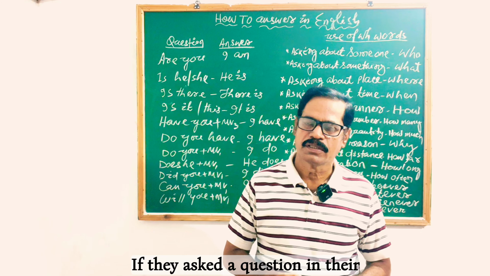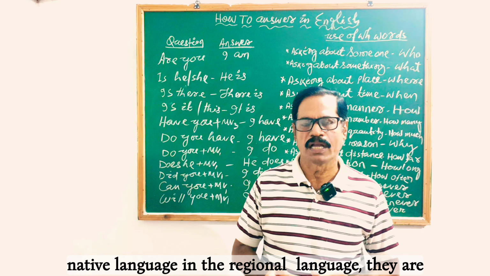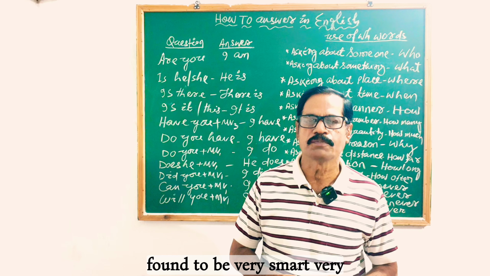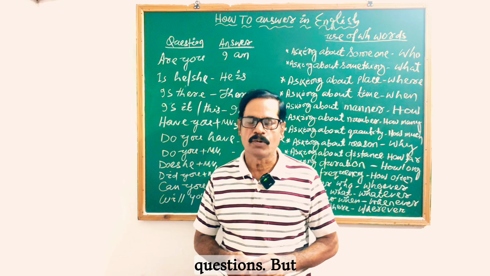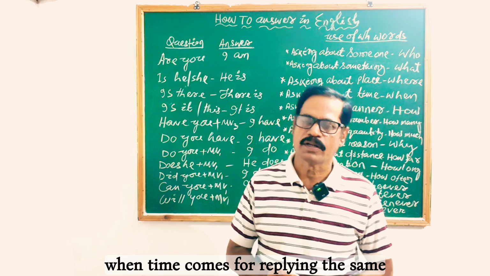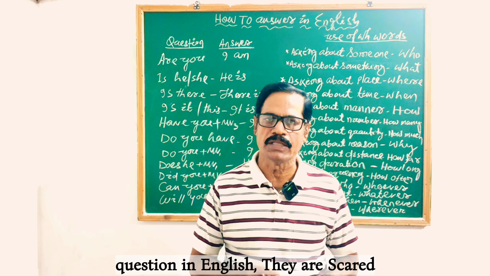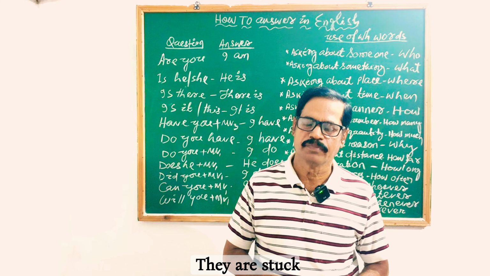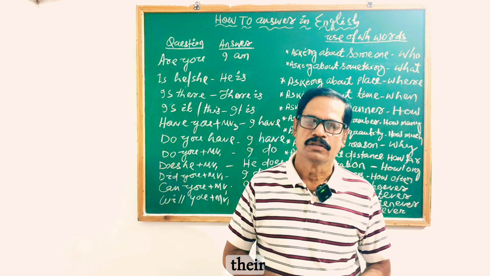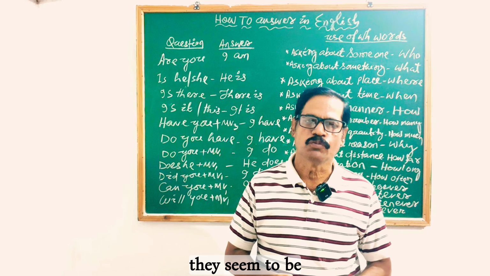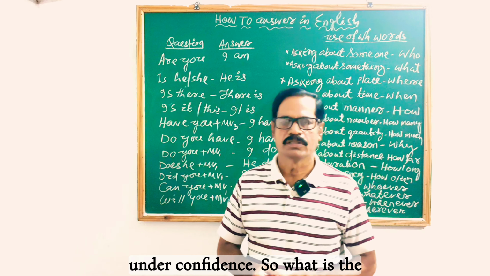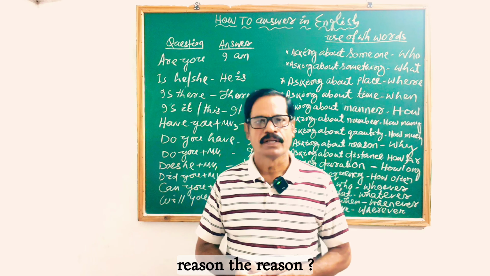If they are asked a question in their native language, in their regional language, they are found to be very smart. Very confidently they can answer the questions. But when the time comes for replying to the same question in English, they are scared, they are stuck, their brain is choked, they seem to be underconfident. So what is the reason?